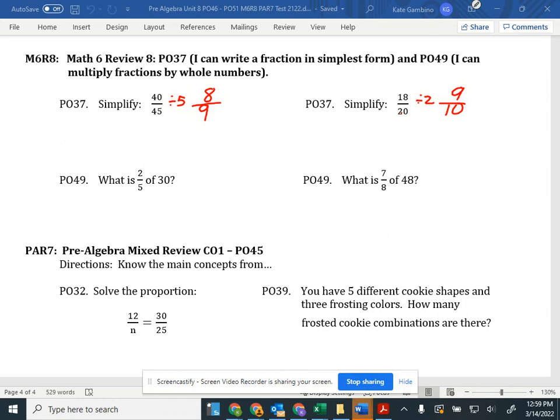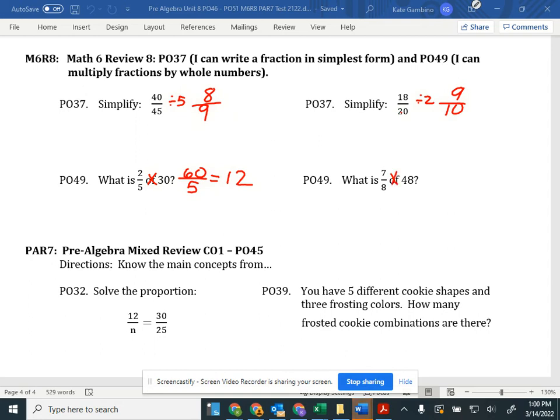What is 2/5 of 30? Of means multiply. So 2 times 30 is 60 divided by 5, and that gives me 12.